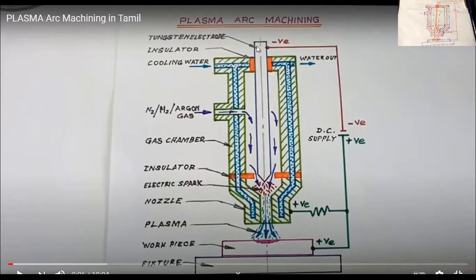So the tungsten electrode we have seen. Here we have kept some insulator. This is some insulating system, and in this process, this nozzle temperature may rise very high, and in order to avoid any damage to the nozzle, internal cooling is done. Internal cooling is done with the help of some water supply continuously.